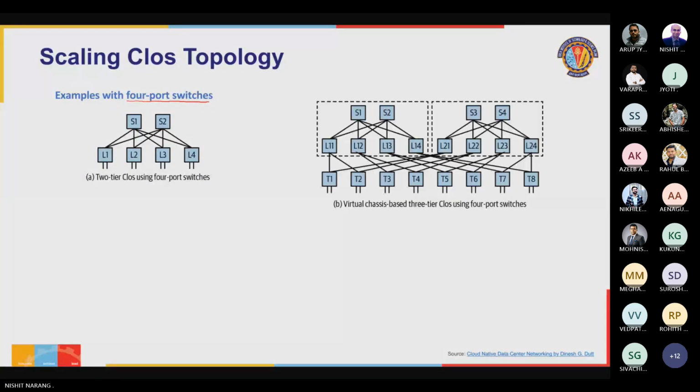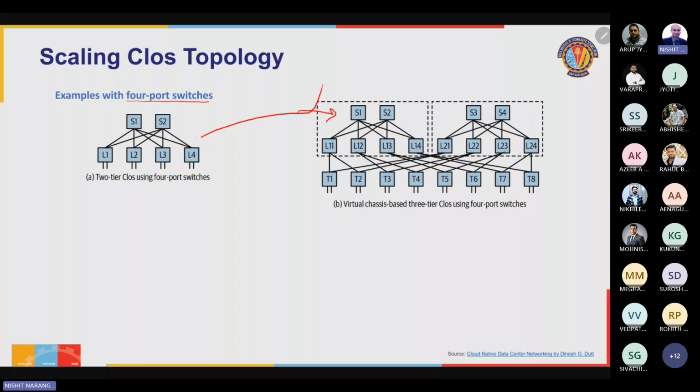One way, I'll come to this term later, virtual chassis. Right? This term I'll explain slightly later. I mean, why virtual chassis? I'll come to it later. But it's called a virtual chassis based 3-tier Clos topology using, once again, 4 port switches. So what have I done? I've taken this structure and used it as a building block.